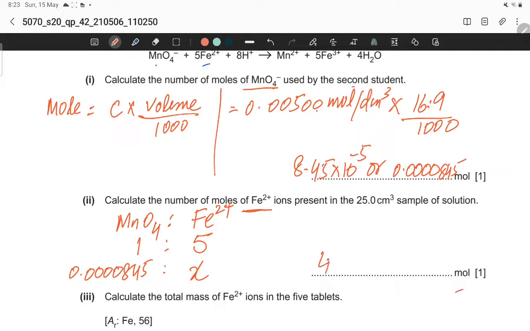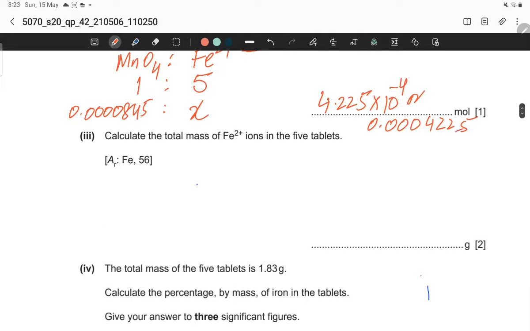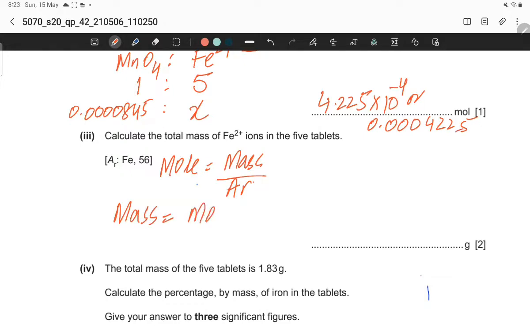So the mole of iron is 4.225 into 10 raised to the power of minus 4, or we can write it down as 0.0004225. Calculate the total mass of iron ions in the 5 tablets by using mole is equal to mass over AR. So mass will be equal to mole into AR.